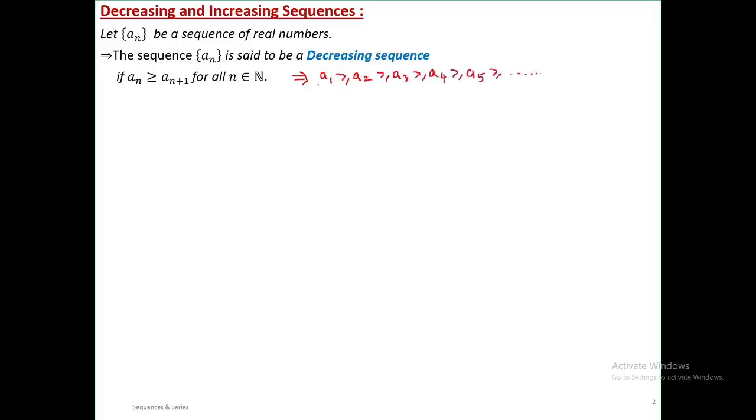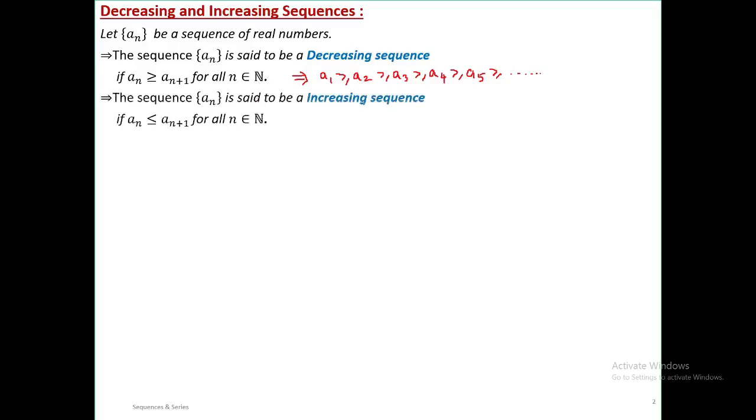So a1 is more than or equal to a2, and to all the remaining terms, and a3 is more than or equal to all the remaining terms, like that. So in this the highest term is the first one, the second highest term is the second one, the third highest term is the third one, like this. Such a sequence is said to be a decreasing sequence.